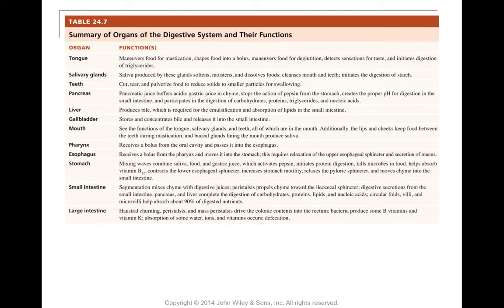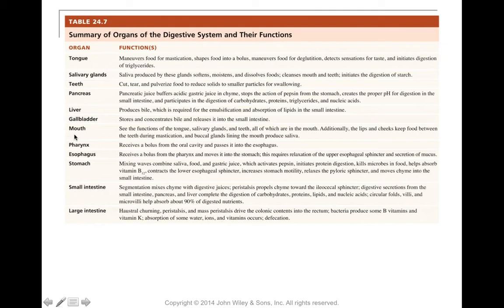The pancreas is responsible for creating pancreatic juice. That's going to do several things, including buffering the acidic gastric juice in the chyme, stopping pepsin from working, adding in trypsin or creating trypsin, creating the proper pH for digestion, and then also the digestion of carbohydrates, proteins, triglycerides, and nucleic acids. So pancreatic juices are responsible for a lot of assistance in digestion. The liver creates bile, which is then stored and concentrated in the gallbladder. What does it do? It emulsifies and absorbs lipids through the small intestines.